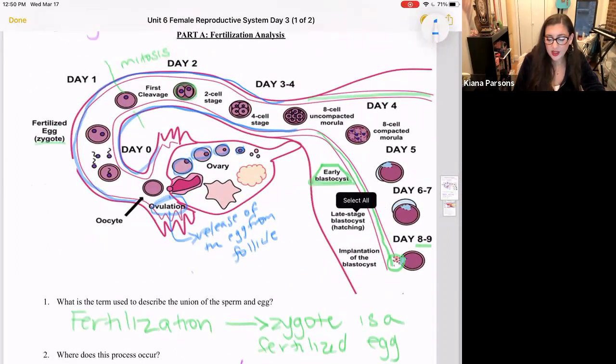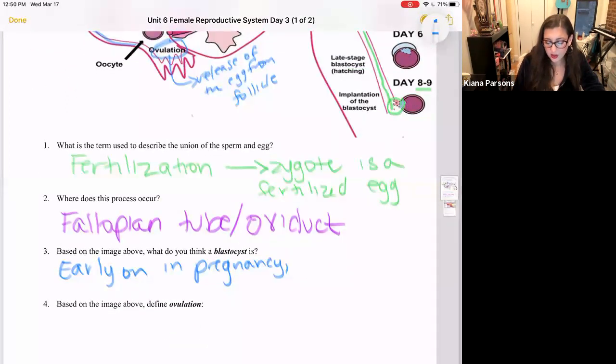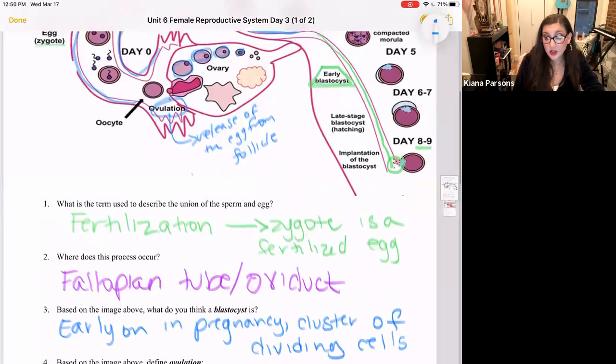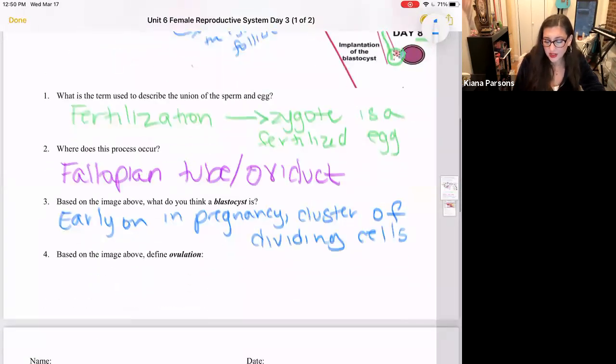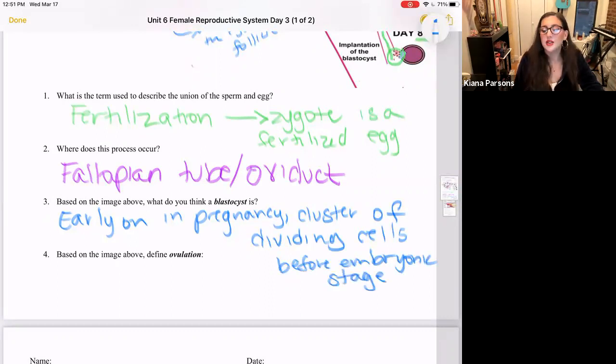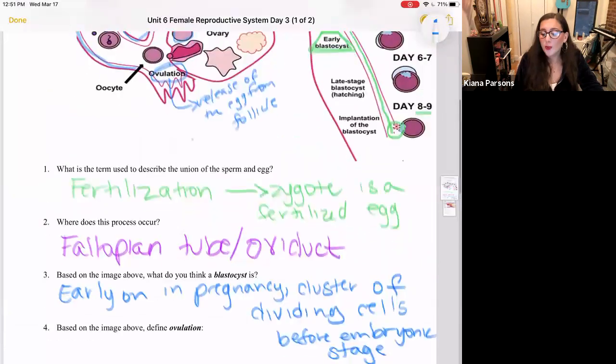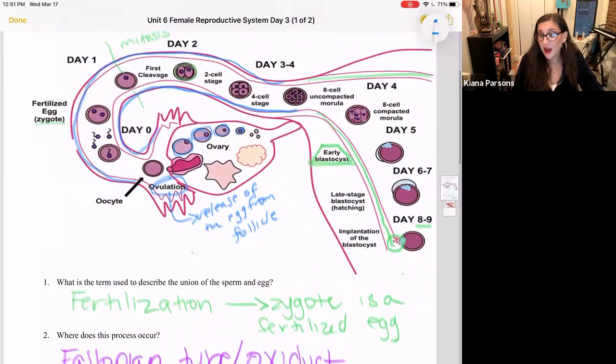Because you can see these cells are dividing early on in pregnancy, a cluster of rapidly dividing cells. And you can see we're not using the term embryo yet, so this is before the embryonic stage, which is a term you may have heard before. This is all before a woman would even know that she was pregnant.